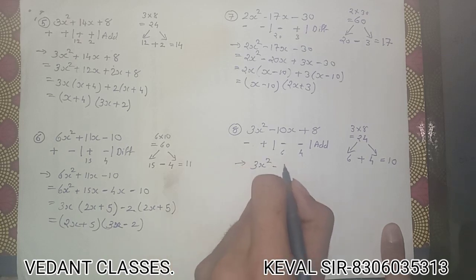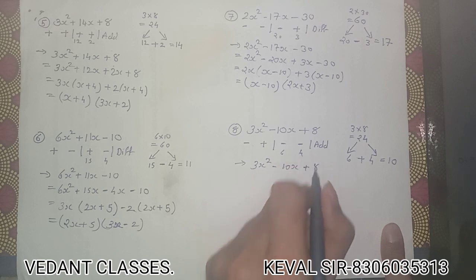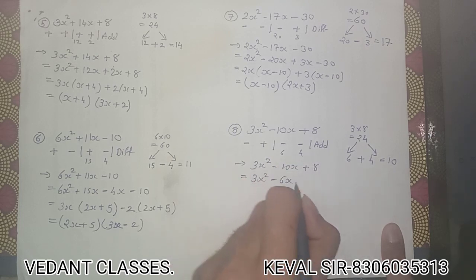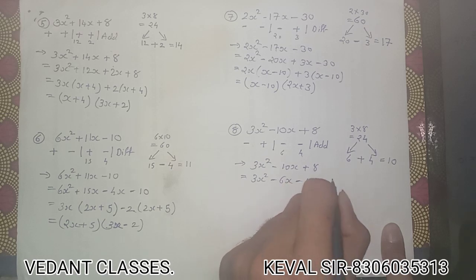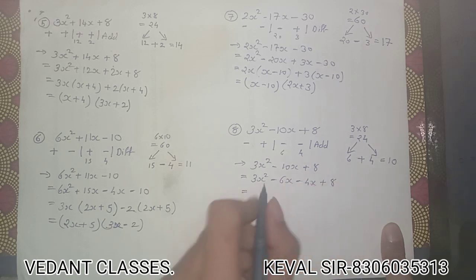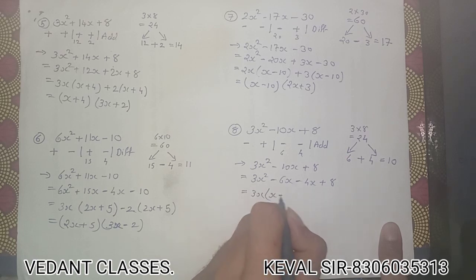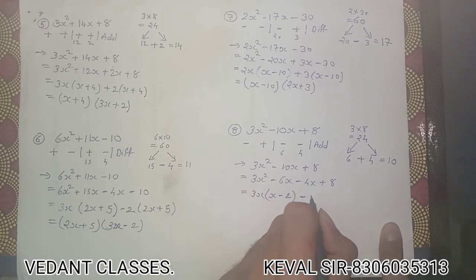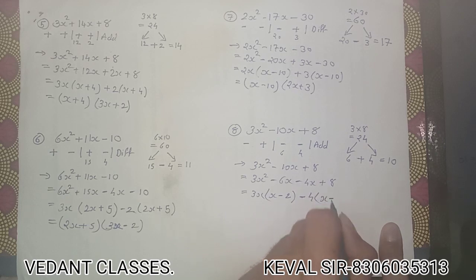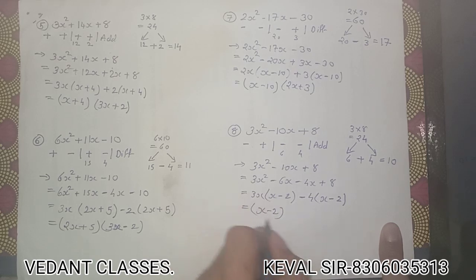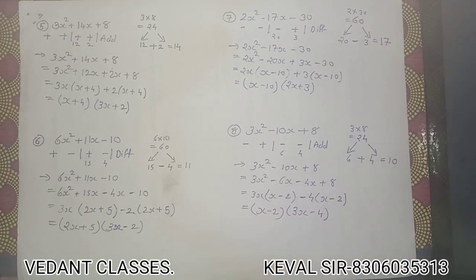3x square minus 10x plus 8. So this will be 3x square minus 6x minus 4x plus 8. So taking 3x common from this, it will be x minus 2, and taking minus 4 common from this, it will be x minus 2. Okay, so this will be x minus 2 and 3x minus 4. So these are our required factors.